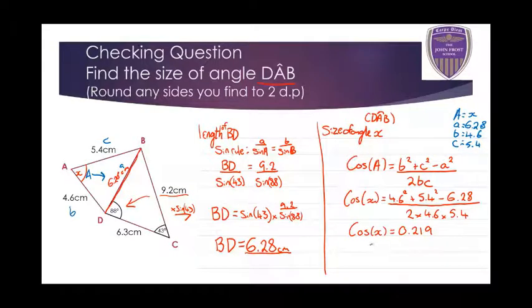We have to do the inverse of cos, so X equals inverse cos of 0.219. Therefore, X was equal to 77.35 degrees. Okay, and that is your final answer for the question. So we found out the size of angle DAB is 77.35 degrees. So very well done if you got that right. There were a lot of steps going on there using most of the rules we've learned in the last couple of lessons.